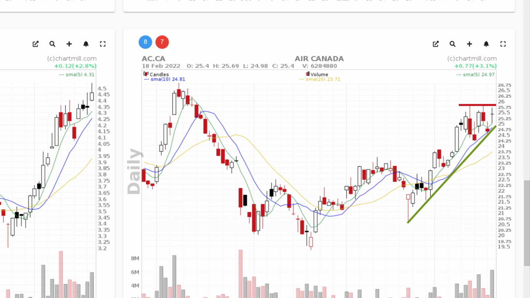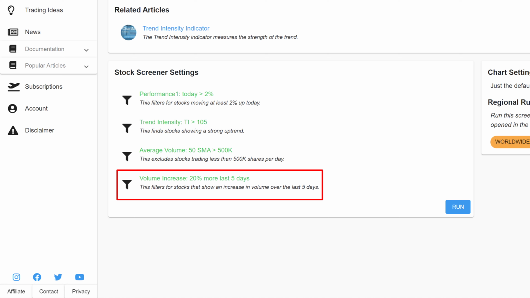loss relatively small. This screen also uses the trend intensity filter. Furthermore, the filtering is based on minimum volume and the condition that the price should have risen at least 2%. There is an additional volume filter that specifies that the average volume for the last 5 days must be at least 20% higher than the average volume for the last 20 days.